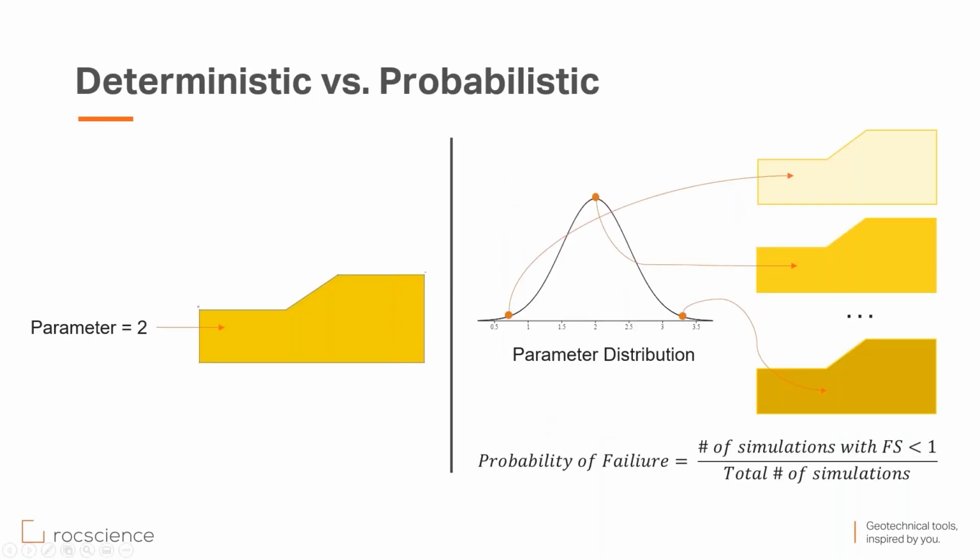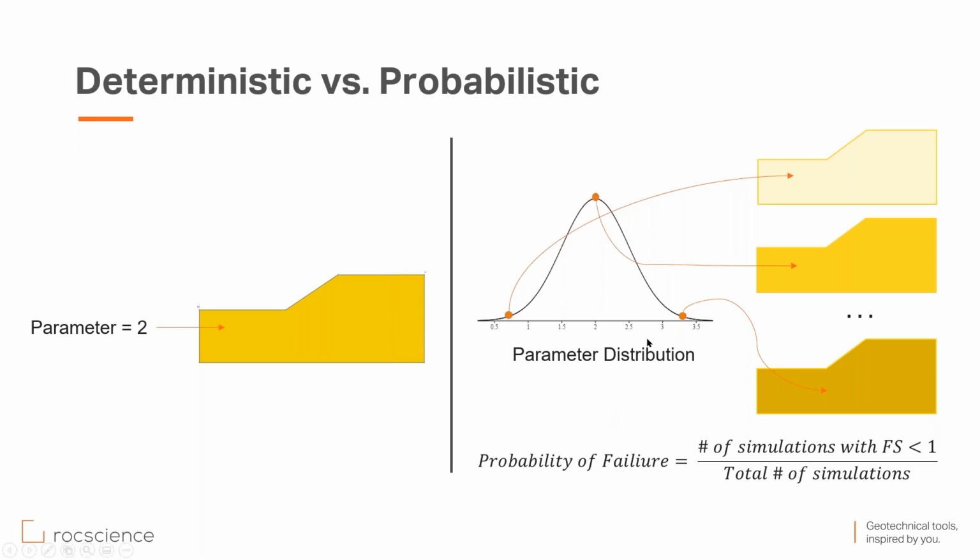So these two figures, they show deterministic analysis versus probabilistic analysis. The left figure is the deterministic analysis that people assume only one number for the entire profile. Let's say we have a cohesion of 2, so we just use 2 for the whole geometry. In the probabilistic analysis, instead of using one number, we use a distribution for the parameter.